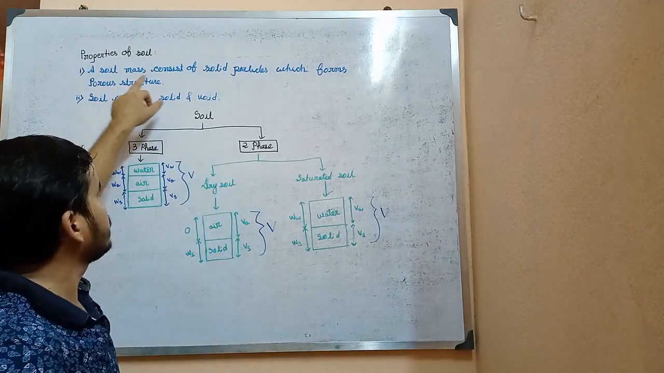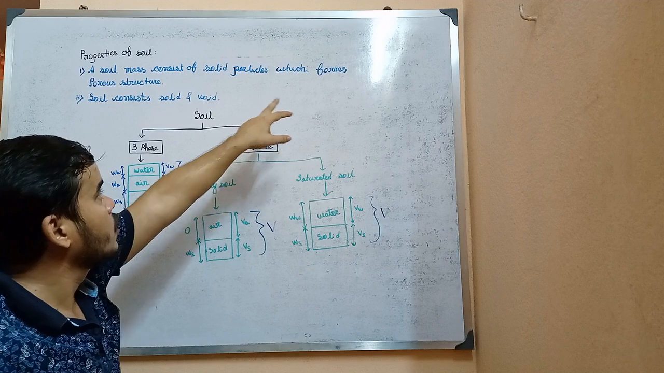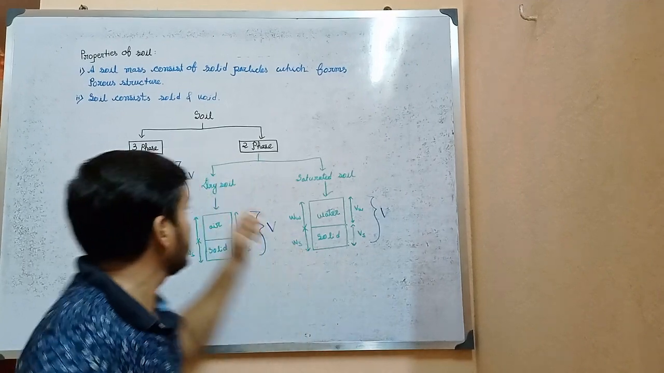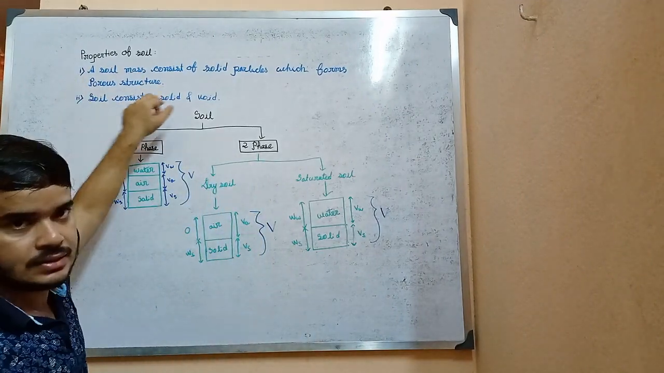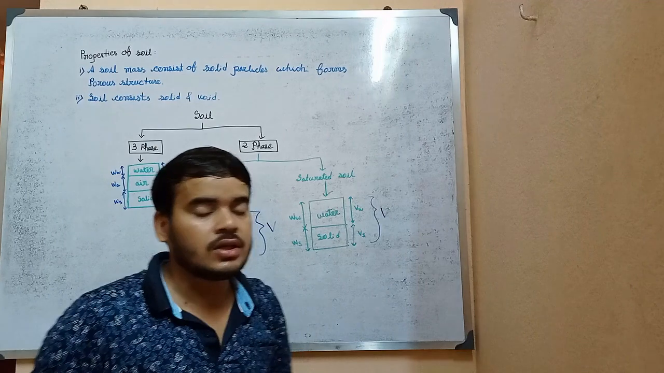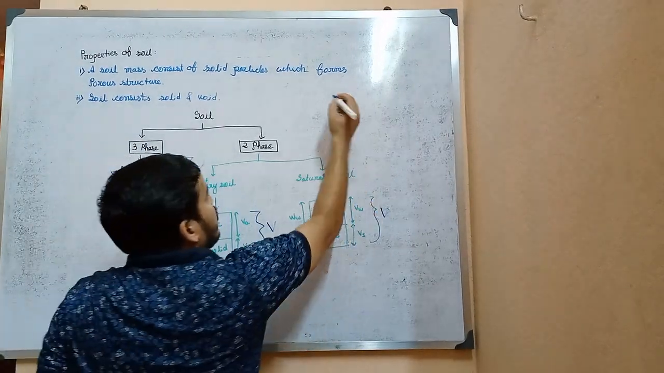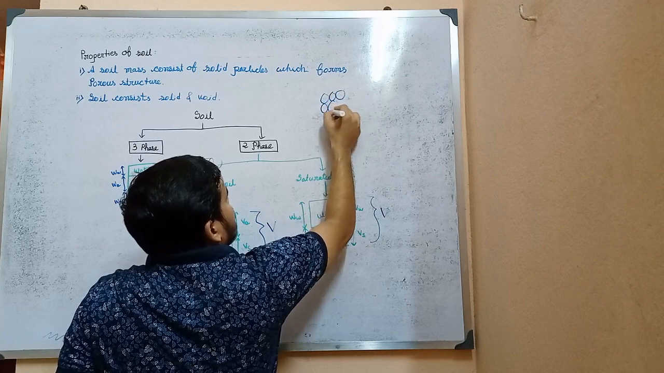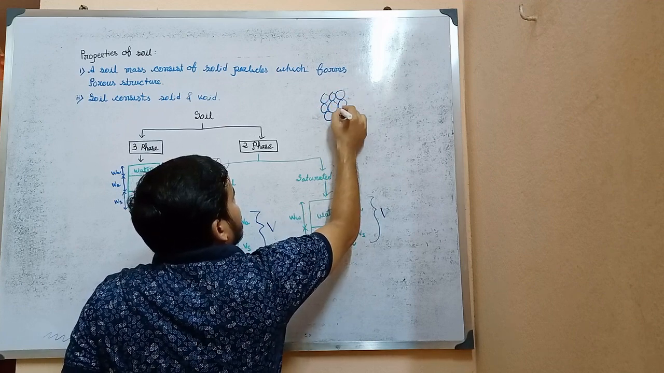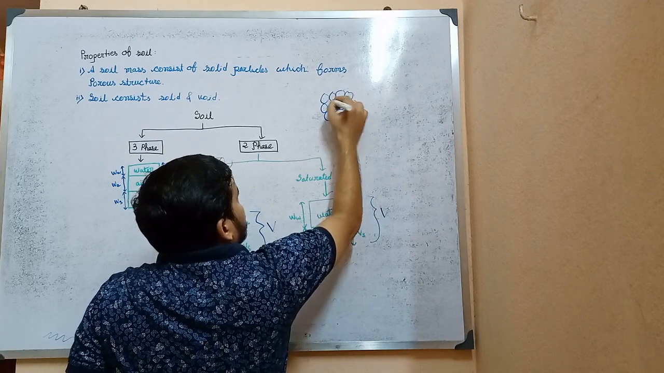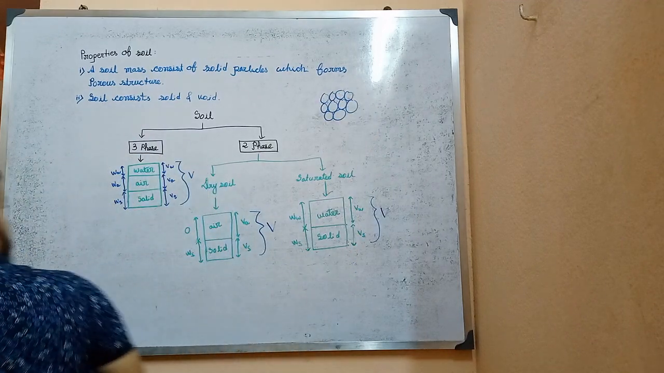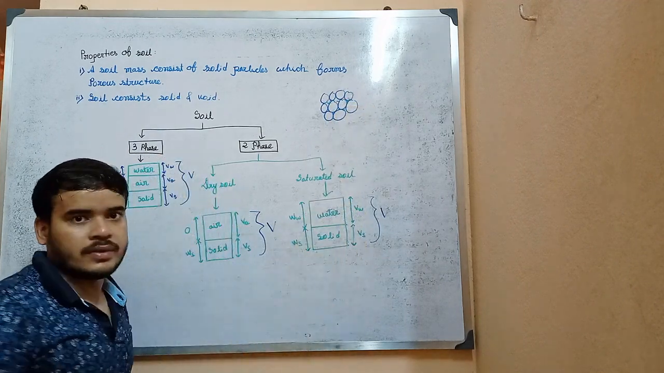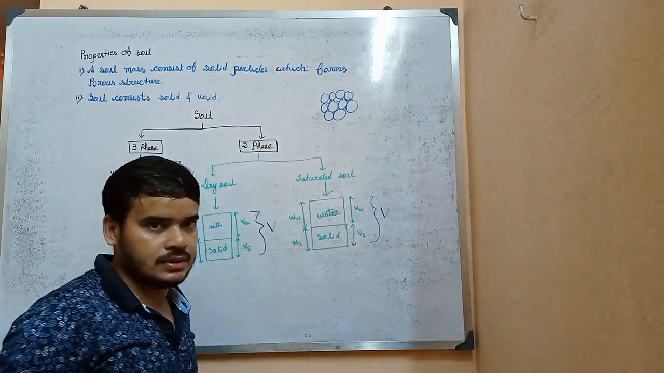First thing is, a soil must consist of solid particles which form a porous structure. And what do we mean by porous structure? Porous structure means a structure which has some pores, like this. Here we easily find some porous form in the soil. And why does this matter so much?